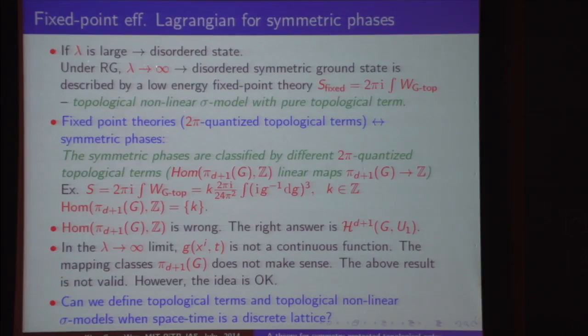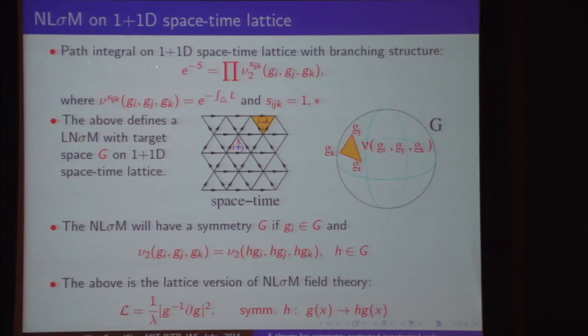SU2 is right, but for U1, for example, H3 of U1 with U1 coefficient is non-trivial. But using the nonlinear sigma model it is very difficult to see, since the U1 group manifold is one dimensional. Yeah, that's hard to see.